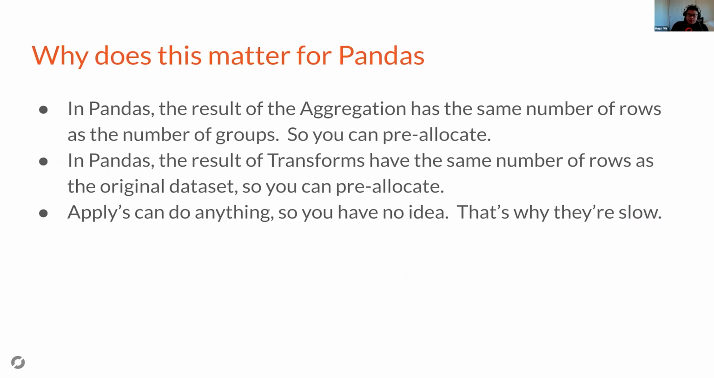So why does this matter for pandas? In pandas, aggregations are fast because you know that every group is going to be reduced to a single row. And as a result, you can pre-allocate your result, right? If you know there are 50 groups, your result's going to have 50 rows. In pandas, transforms are fast because you know that each group is not going to change the number of rows that went in. So the result is going to be the same size as the data set that you started with. So again, you can pre-allocate. With applies, you have no idea because the arbitrary function that's passed in can do whatever it wants. And that's why they're slow.